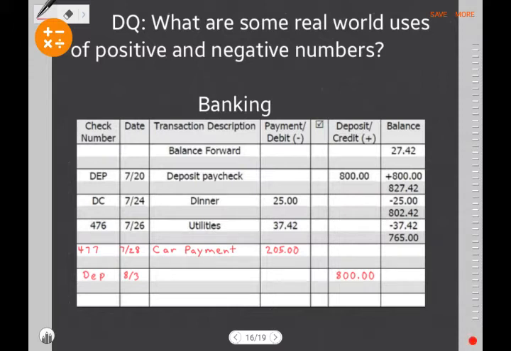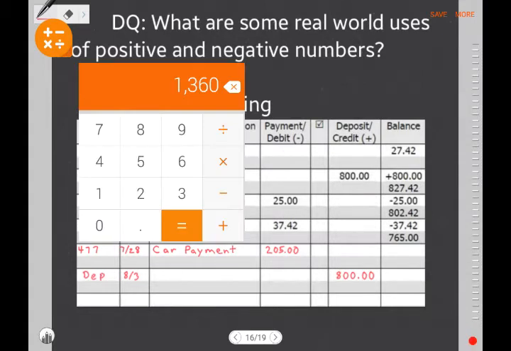Now we will calculate our new balance and record it right here. So we've got negative $205 being added to the previous balance of $765, and our new balance is $560. You should record that new balance right here.